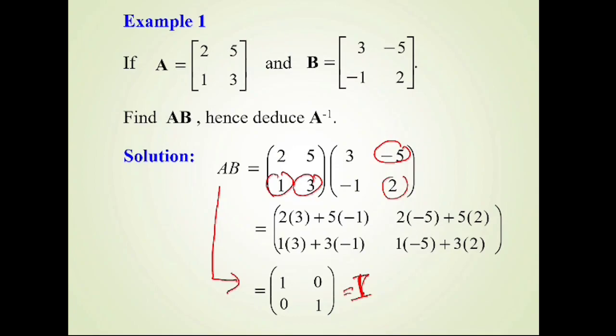The next part of the question wants us to deduce A inverse. Whenever we see the word hence, that means we have to use the information given before, which is the information about A multiplied with B. So how to find A inverse? By using this information, which is AB equal to I. AB here is equal to this identity matrix.